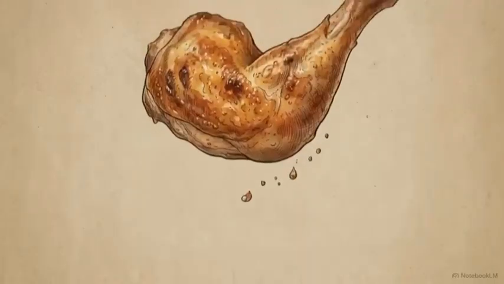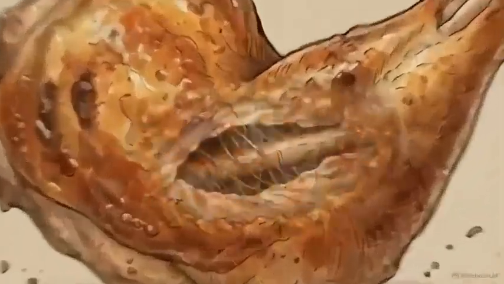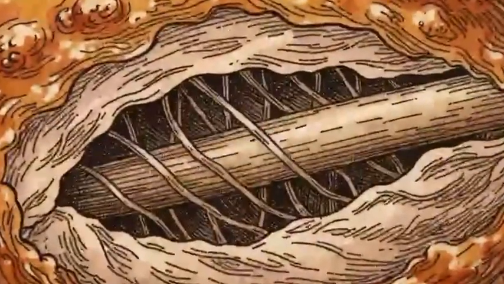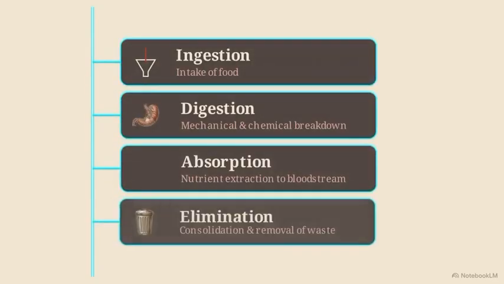A solid piece of chicken or a slice of bread is entirely useless to your microscopic cells in its current macroscopic form. This animated flowchart maps out the body's solution to that problem. We rely on a highly coordinated 30-foot disassembly line that executes 4 distinct operational phases: ingestion, digestion, absorption, and elimination.